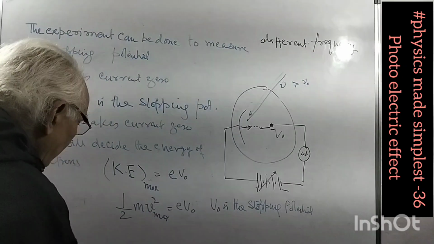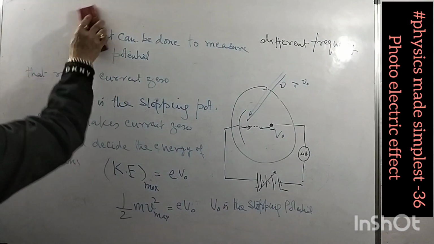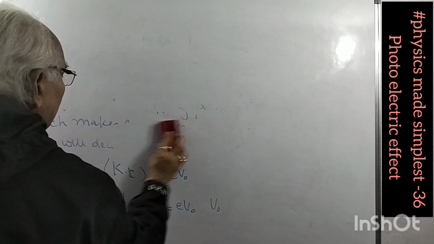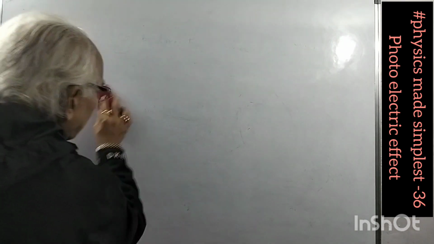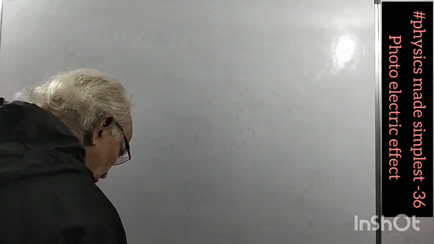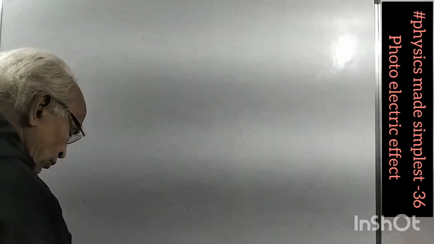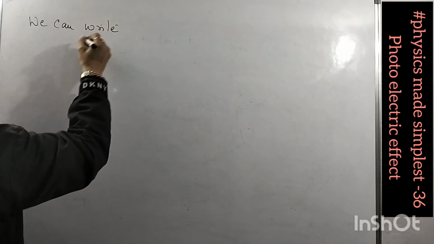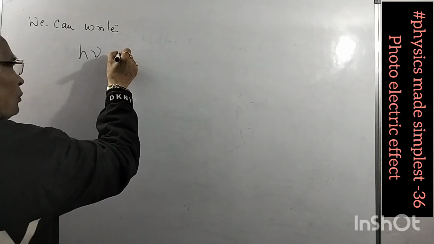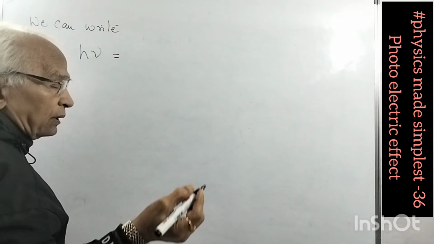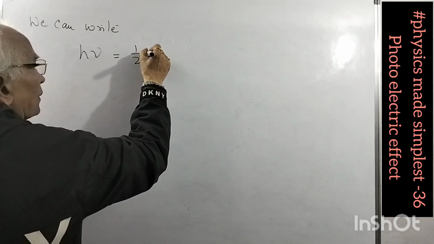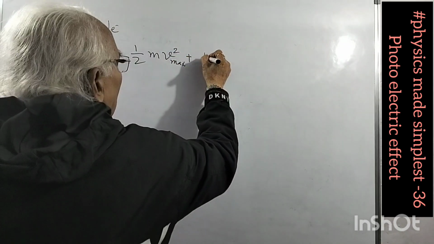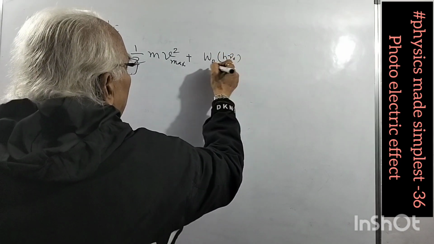And we can get another relation. We can write simply that from the frequency we have h nu, the energy of photon, is equal to the maximum kinetic energy of electrons, that is 1 by 2 m v max square, plus W naught, or that W naught which is equal to h nu naught, that is the work function.